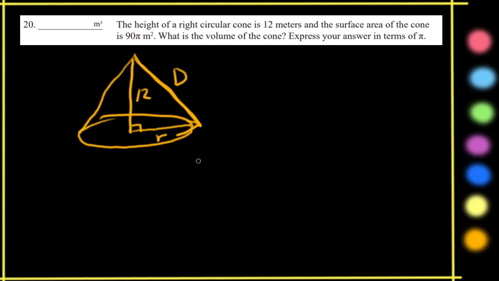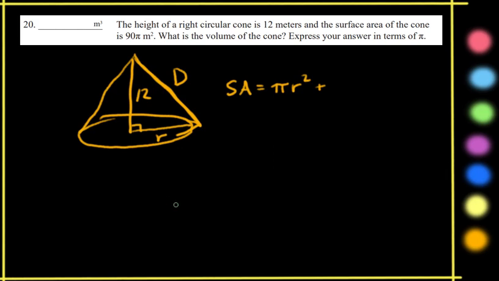First thing to do is, since we know the surface area, let's write down the formula for the surface area. So the surface area is going to be equal to the area of the base, right? That's just pi r squared. Pi r squared plus the area of the top section of the cone.